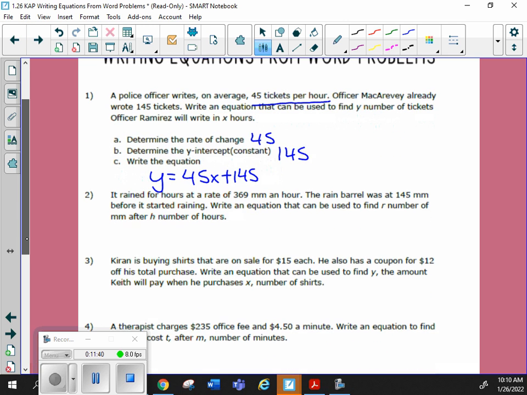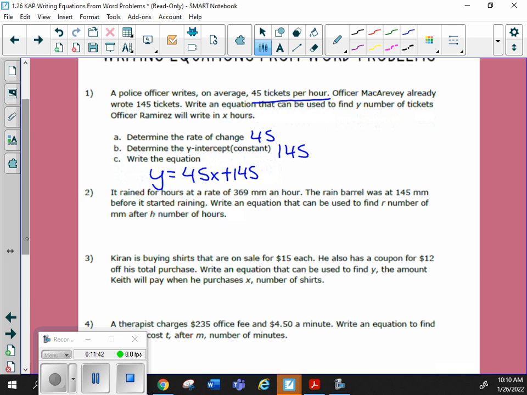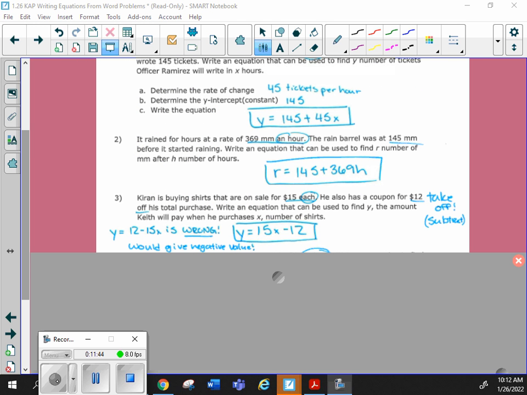All right, go ahead and do the next two. Ready, set, go, on your own, or with the table. On number 3, what was different about it? What words made me change something? Coupon. Coupon means we need to subtract. We need to minus.